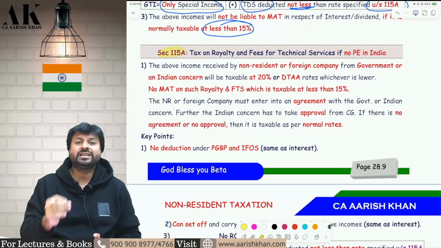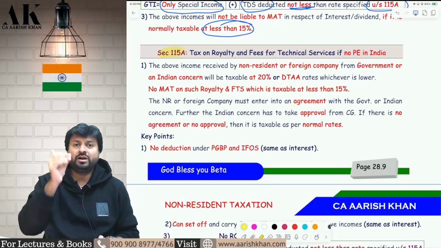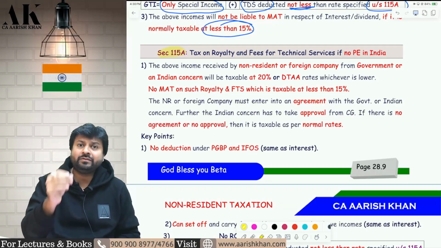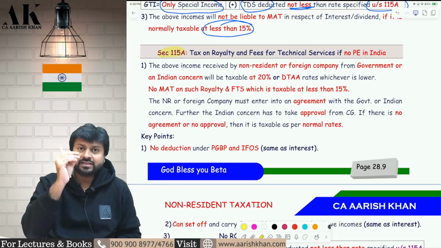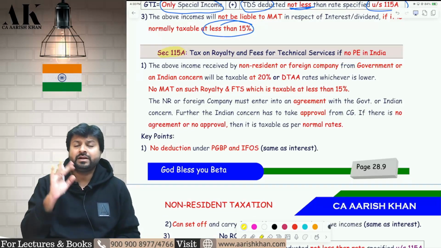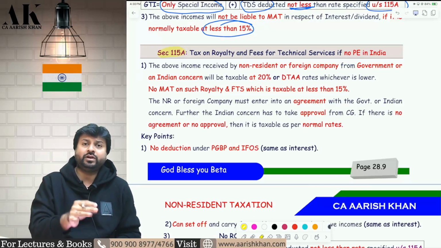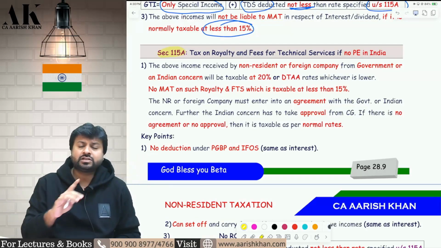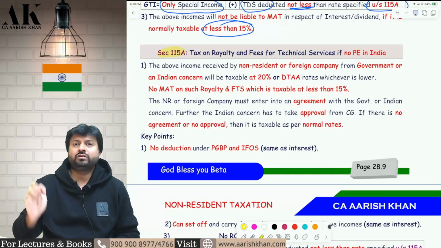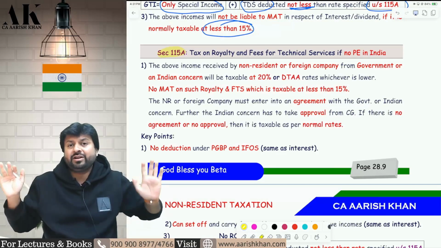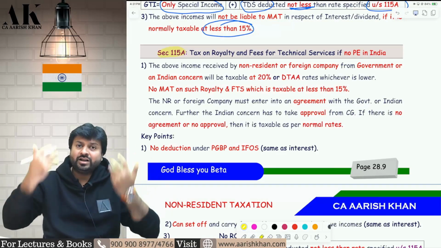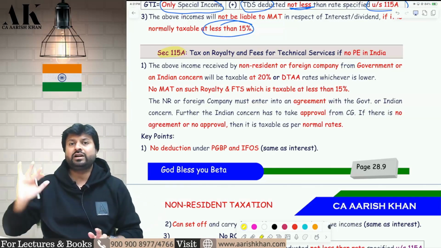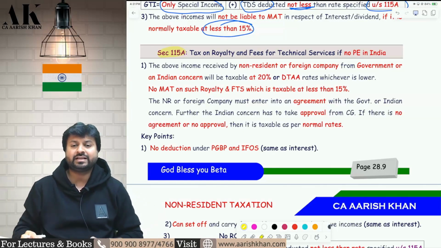115A is special and 44DA is also special. To come under both the sections, there needs to be an agreement which is approved by the central government. If there is a good agreement which is approved by the central government, then you will come under either 115A or 44DA. Then check whether PE is there or not. If PE is not there, then this section is applicable. If PE is there, then you can go to 44DA. But if you don't have an agreement, or if the agreement is there but it is not approved, then you don't come under both the sections. You go under the general provisions of the income tax law and pay the tax according to that.